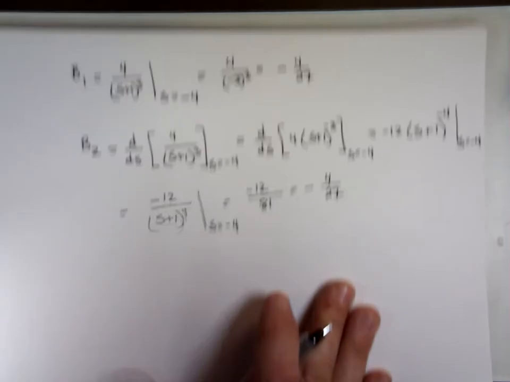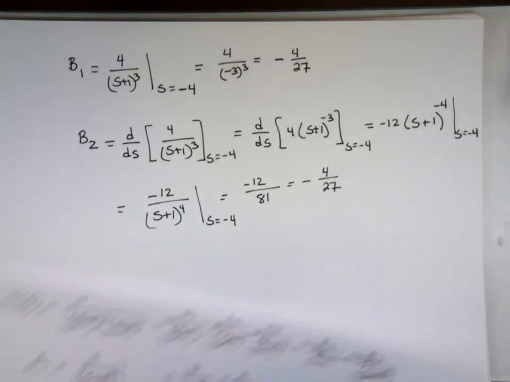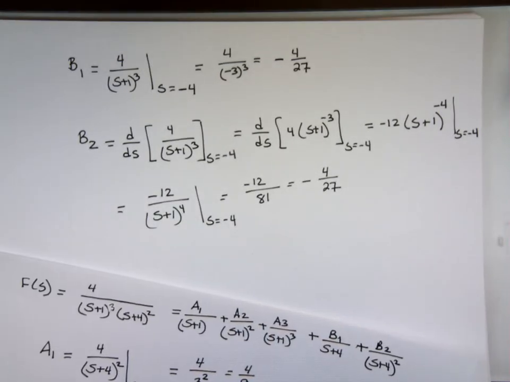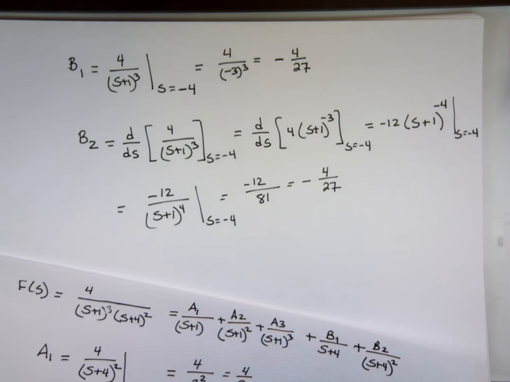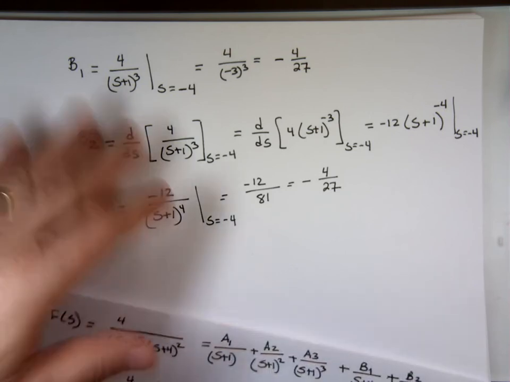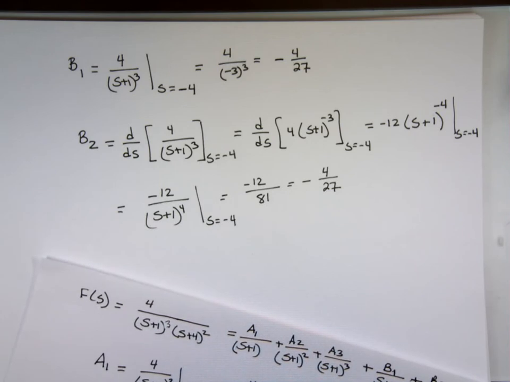I know all the constants, A1, A2, A3, B1, B2. Since they're all fractions, maybe I'll put them in the front. It'll look a little bit cleaner. Put them on the next page.